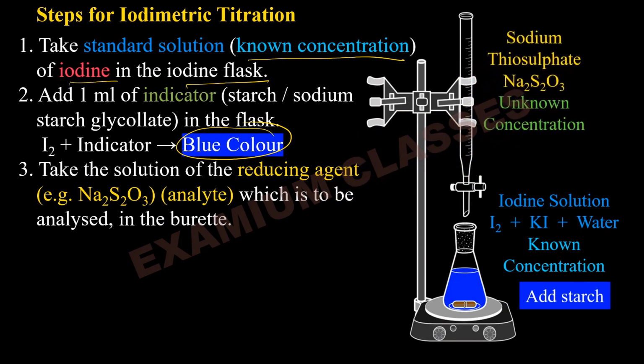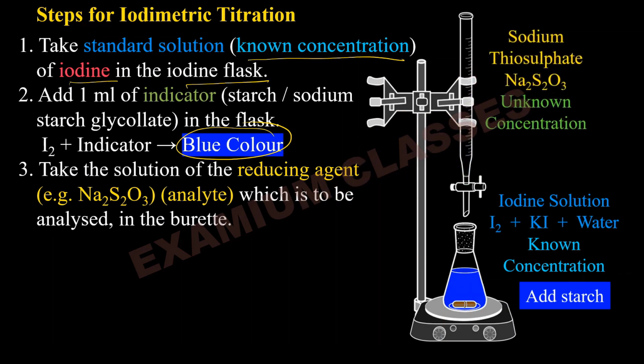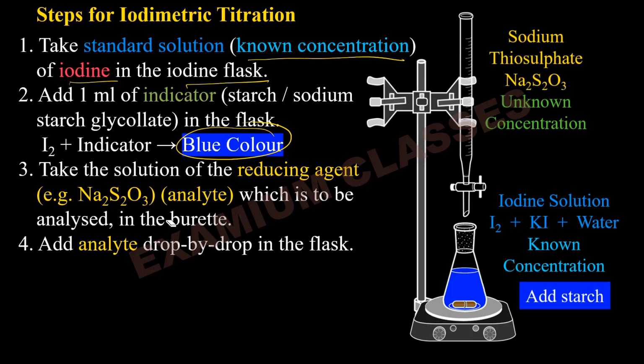Take the solution of reducing agent, for example sodium thiosulfate, which is called analyte. Analyte means that substance which is to be analyzed. We don't know the amount of this one. We need to know the amount of this particular substance, that is called analyte. Here in this case sodium thiosulfate, it can be any other reducing agent we have talked about.